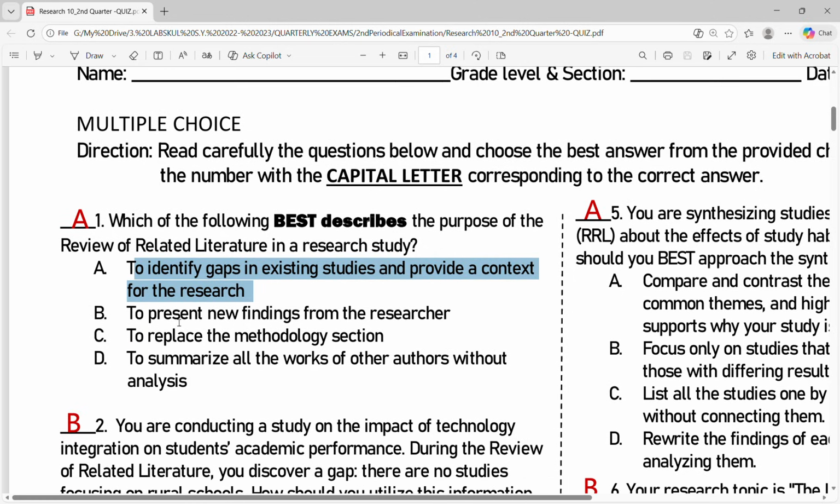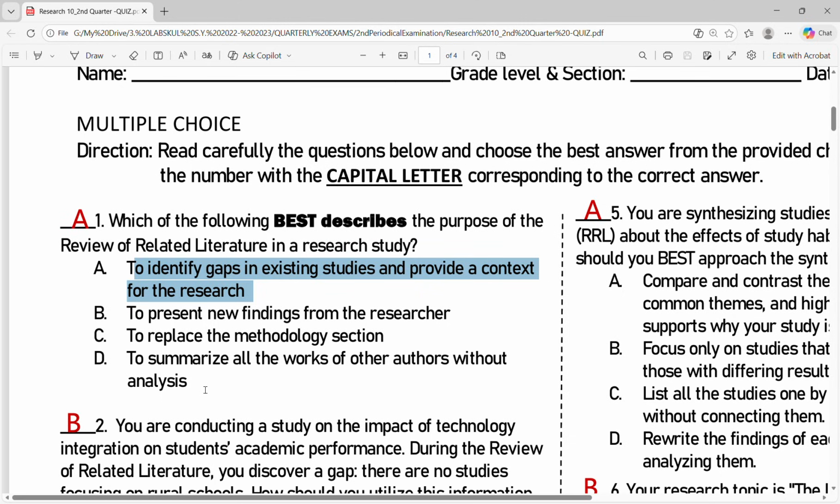Letter B, to present new findings from the researcher, is not correct. Letter C, to replace the methodology of a section: when you do a review of related literature, you may take note of the process, procedure, or the methodology conducted by previous studies, but you do not replace their methodology. We can get an idea of how they do it, but we're not replacing it when we do RRL. And letter D is also incorrect because it says that you're going to summarize all the works of other authors without analysis. It's always a no-no.